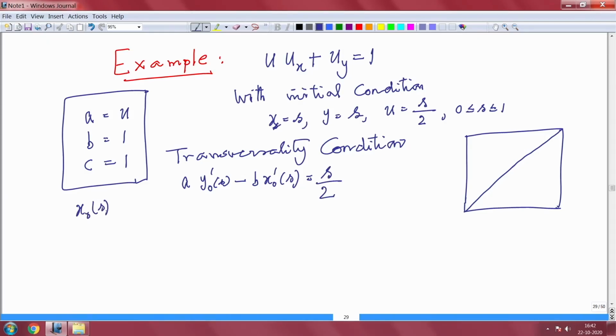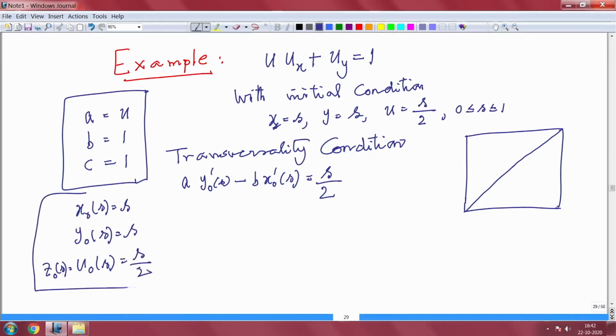Your x_0 of s equal to s, y_0 of s is equal to s, and your u_0 of s, something you can also use as z_0 of s if you want, equal to s by 2. So, this is your initial condition. So, this is s by 2, your y_0 prime is equal to 1, b is equal to 1. So, that is 1, and x_0 prime is also equal to 1. And 0 less than s less than 1. So, this can never be 1.